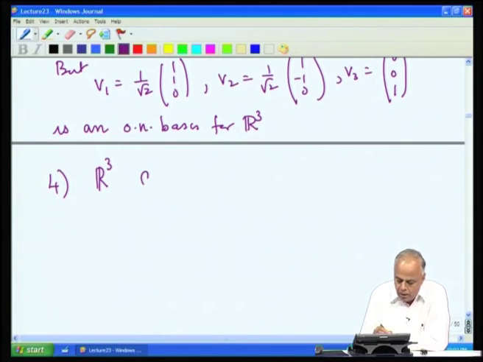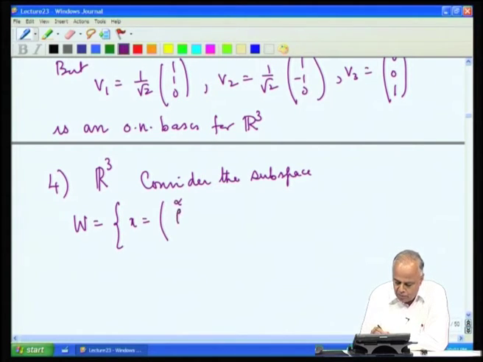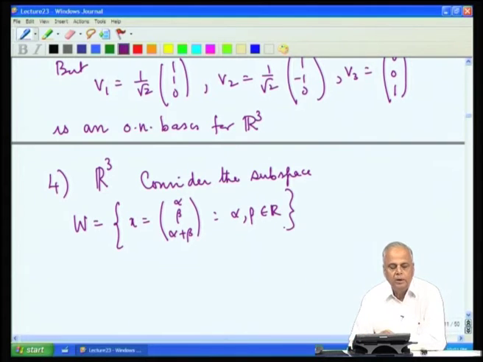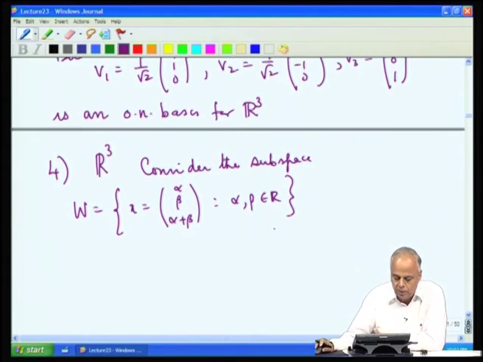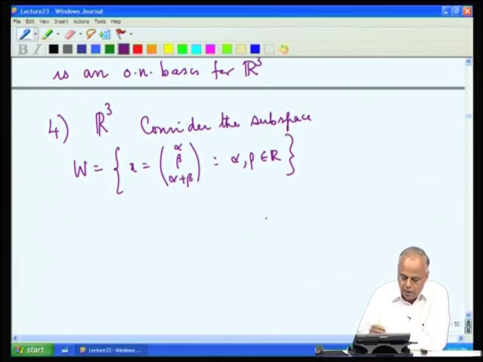In R 3, consider the subspace W, which consists of all those vectors of this form: (alpha, beta, alpha plus beta), alpha, beta real numbers. What it means is all those vectors for which the third component is the sum of the first two components. The third component is alpha plus beta, which is the sum of the first two components alpha and beta.